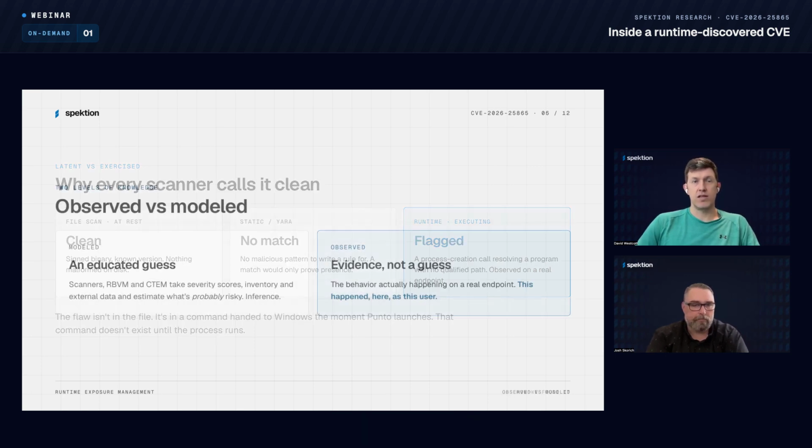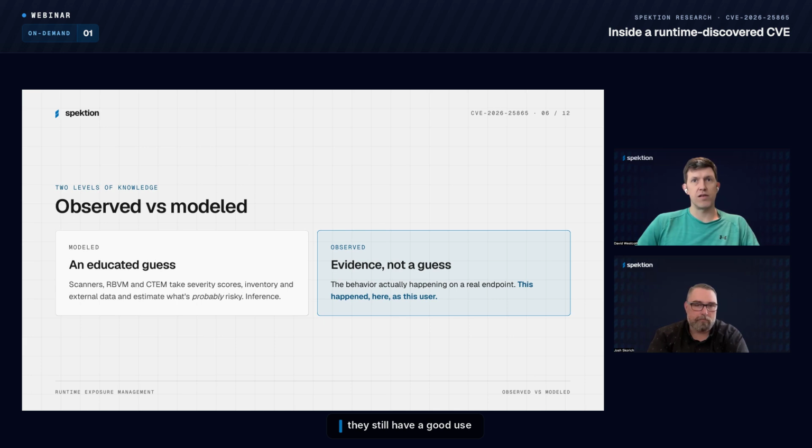Yeah. And it's not to knock on scanners. They still have a good use case for other things, but a lot of ETM teams especially are not going to be looking at pre-CVE indicators. They're just going to be chasing whatever high-risk CVE came out that day and attempting to patch or mitigate. Yeah, so they don't necessarily have time to look into that.